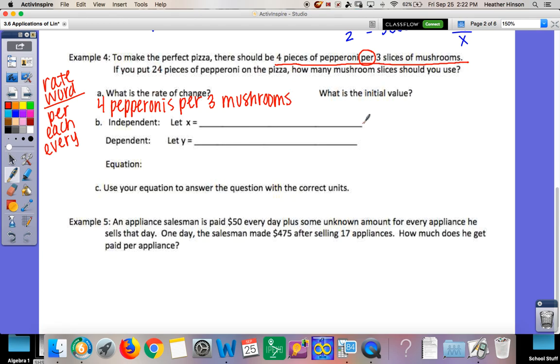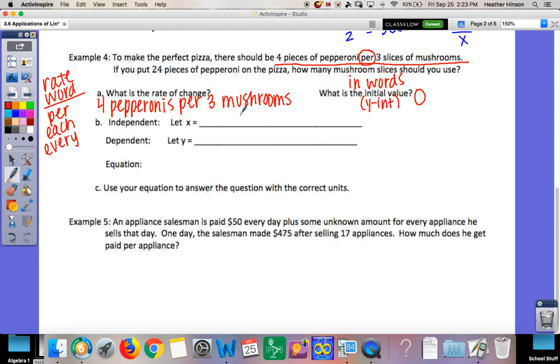What's the initial value? When you start making a pizza, how many pepperonis and mushrooms do you have on it? Well, if you haven't started making it, you have nothing. You have 0. Now, your rate of change and your initial value have to be in words. So that's 0 what? Pepperonis or mushrooms? For initial value, that's always your y-intercept. So we have to figure out what is y, what is x, so we can figure out what 0 is.